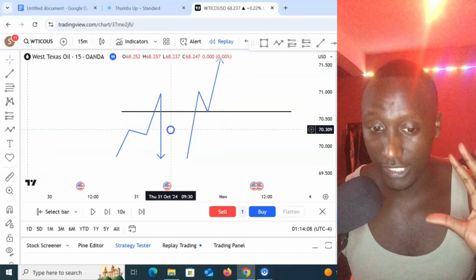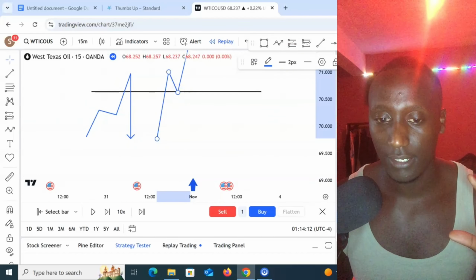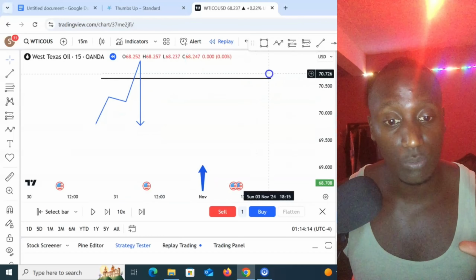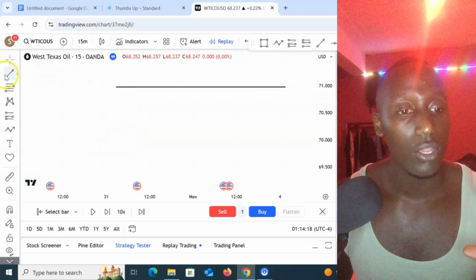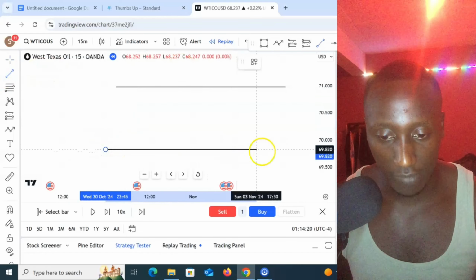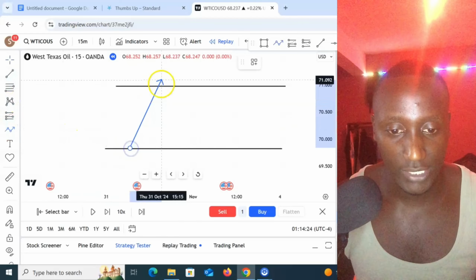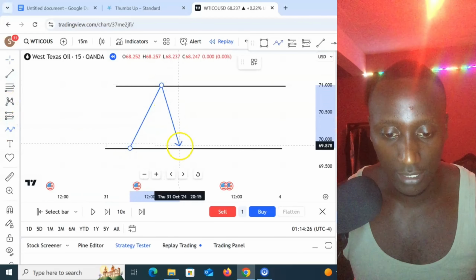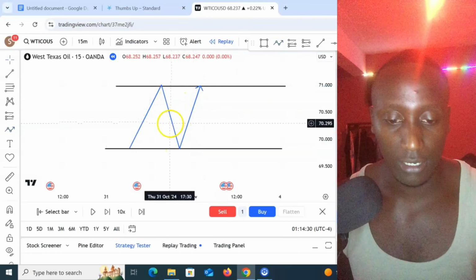So think of support and resistance. And I know this is what most of you have been doing, but you've been doing it the wrong way. So we have a high, we have a low. What we want is price to come to the high. We sell at the high, buy at the low, like that. So we are selling high, buying low.